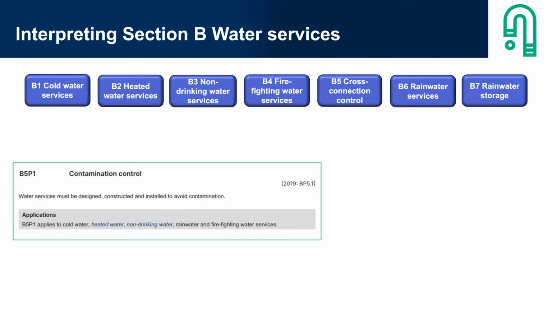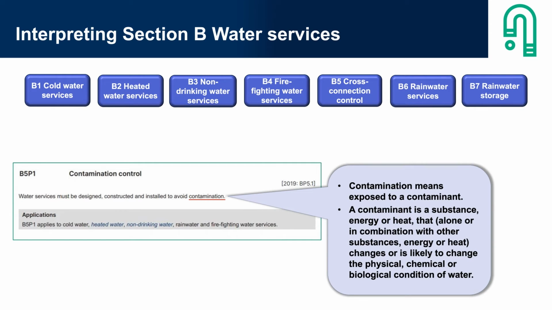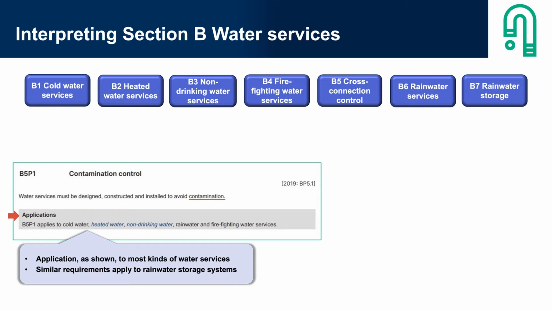B5. Cross-connection control. Contamination means exposed to a contaminant. A contaminant is a substance, energy, or heat that, alone or in combination with other substances, energy or heat, changes or is likely to change the physical, chemical, or biological condition of water. Application, as shown, to most kinds of water services. Similar requirements apply to rainwater storage systems.